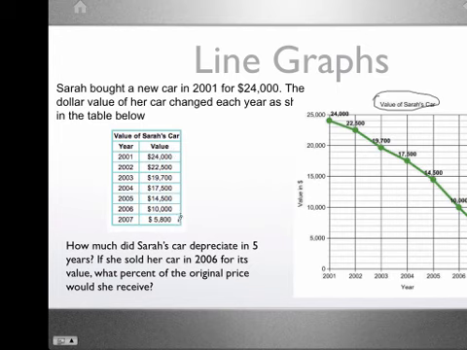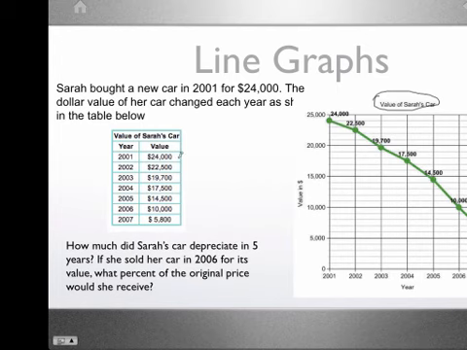Awesome. But look at this. 6 years later, look at how much that car has depreciated. That's actually what depreciation means. If you're not familiar with that word, it just means that the car's value has decreased. So the question here is how much did Sarah's car depreciate in 5 years? And if she sold her car in 2006 for its value, what percent of the original price would she receive? We have two questions going on here. First of all, how much did Sarah's car depreciate in 5 years?